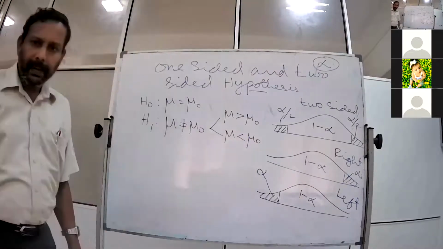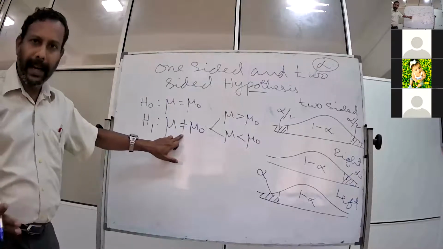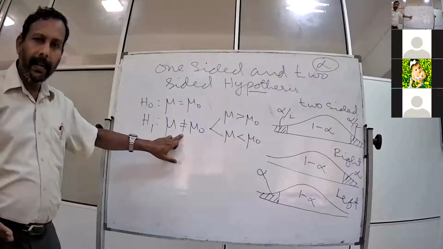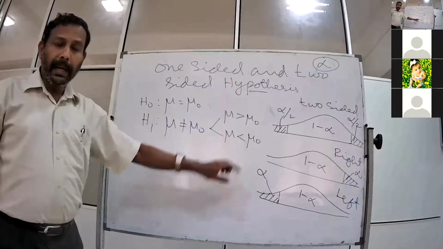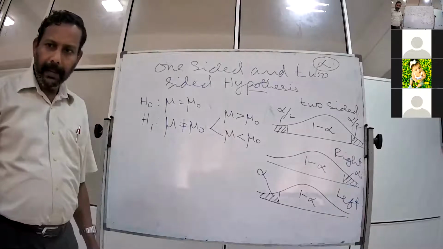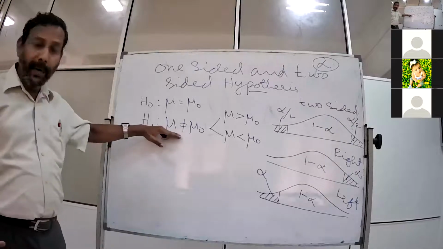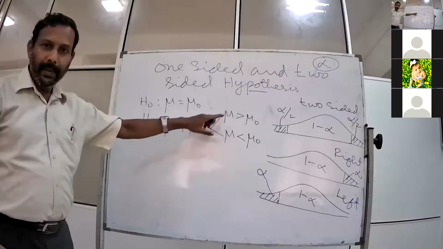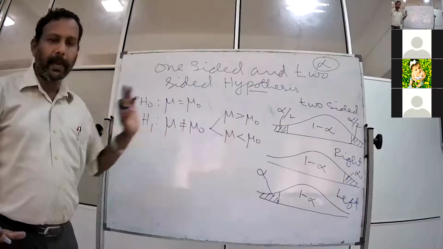Do you agree with that? If we say this is not equal to that, then we would say mu could be greater than mu naught or mu could be less than mu naught. Do you agree with that? Yes. Right. So if we accept that statement, this is true. Either this is possible, or this is possible.